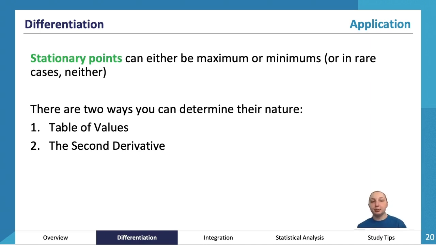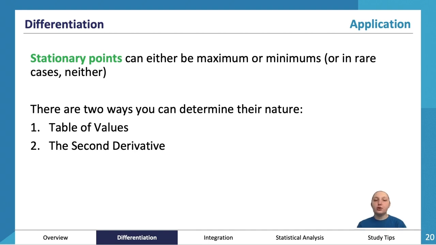The first is the table of values. With your table of values, you're going to create a table and put your stationary point in it, and then one number on either side of your stationary point. Let's say the stationary point occurs at x equals 3. You put 3 in the middle of your table and then 2 and 4 on either side. Then you substitute each of those numbers into your derivative equation: your f dash x, your y dash, your dy dx, whatever you call it.